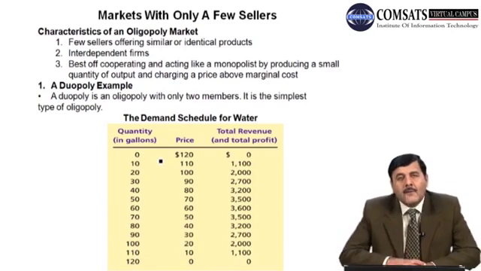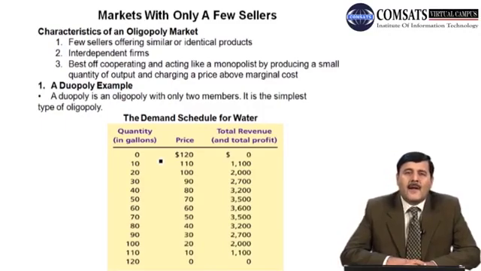Now, as we said, oligopoly is a market structure in which there are only a few firms in the industry. So what are the characteristics or features of an oligopoly market structure? Number one, there are few sellers offering similar or identical products in the market. Number two, there is interdependence among the firms.